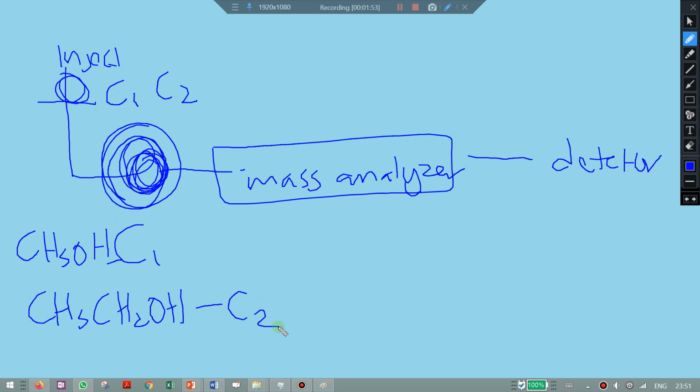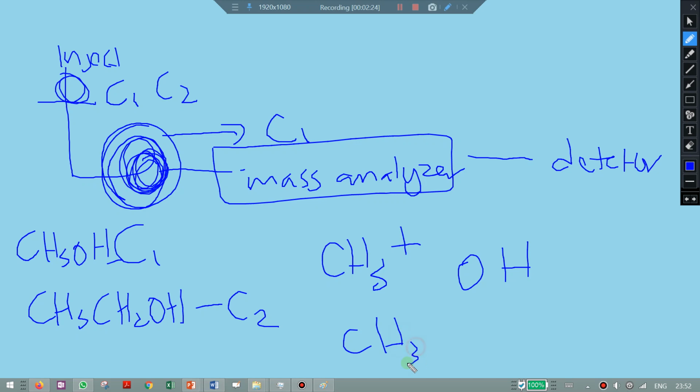Based on the boiling point, of course, the boiling point of methanol is much lower compared to ethanol lah, so it will elute first. So compound 1 will go to the mass analyzer first before compound 2. Then compound 1 ni dia akan ionize lah. Contohnya dia akan become CH3 plus OH ke, atau menjadi CH3O plus ke, ataupun jadi CH3OH plus ke. It depends on the situation.